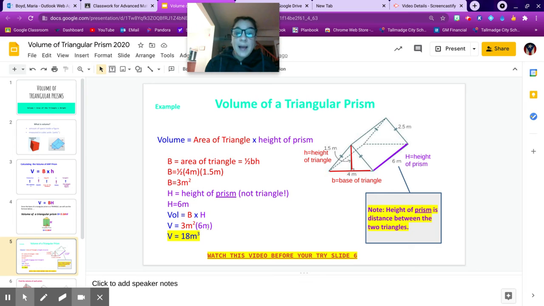I'm going to multiply that by 6 meters, and I get 18 meters cubed for the volume of this triangular prism. Also notice that the height of the prism is the distance between the 2 triangles. So if you're having trouble visualizing how tall it would be if it was standing straight up and down, just think, what is the distance between the 2 triangles? That is the height of the prism.